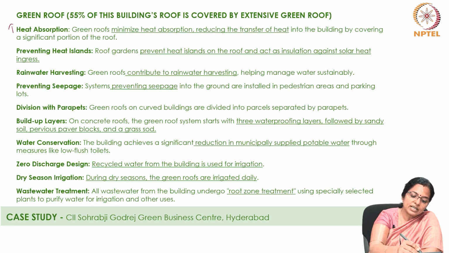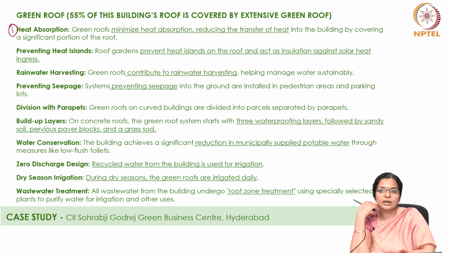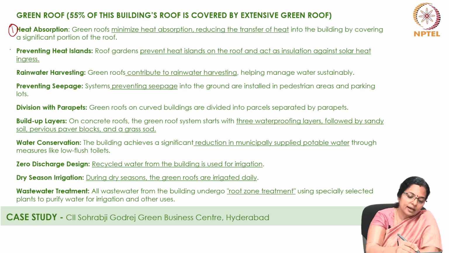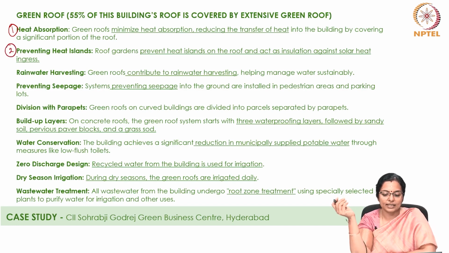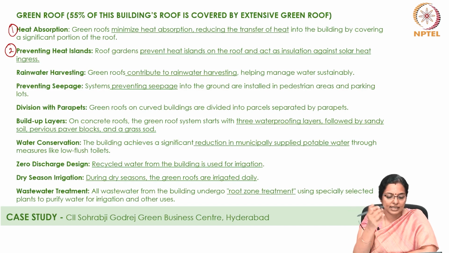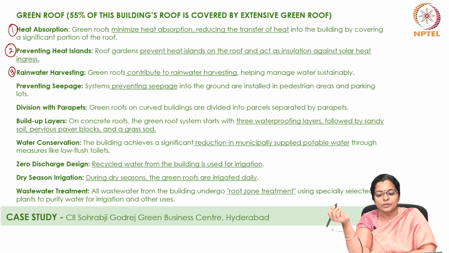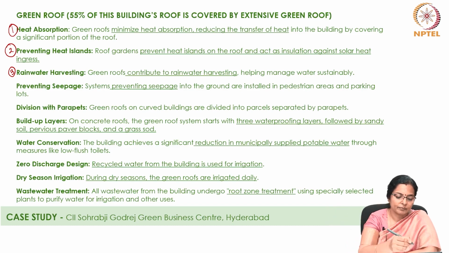First is the advantage of using this green roof is heat absorption. So, green roofs minimize heat absorption, reducing the transfer of heat into the building by covering a significant portion of the roof. Second is preventing heat islands. Roof gardens prevent heat islands on the roof and act as insulation against solar heat ingress. Third is rainwater harvesting. Green roofs contribute to rainwater harvesting, helping to manage water sustainability.